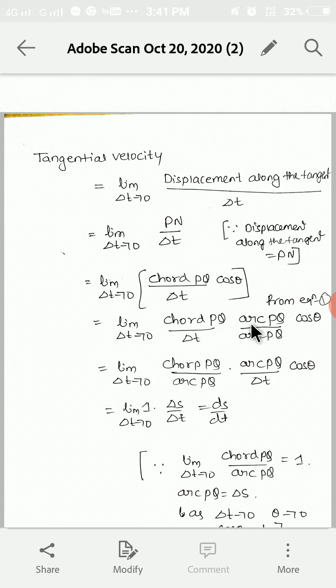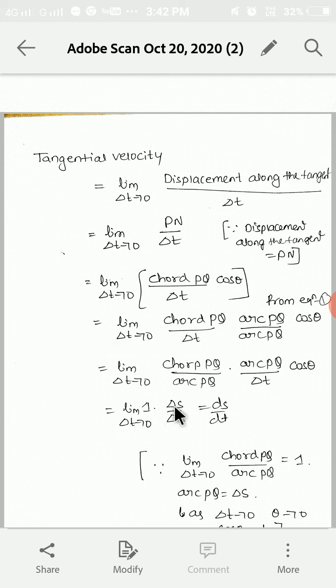Now we write this equation by dividing and multiplying by arc PQ, so that the value does not change, into cos theta. Then the limit as delta t tends to 0 can be written as chord PQ divided by arc PQ, then arc PQ divided by delta t, into cos theta. The value is the same, since arc PQ cancels. Only what we have done is divide and multiply by arc PQ.